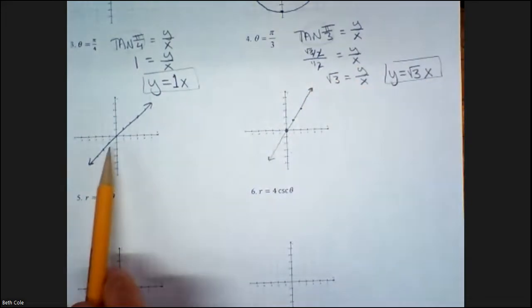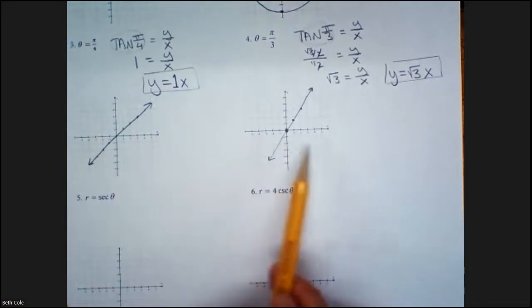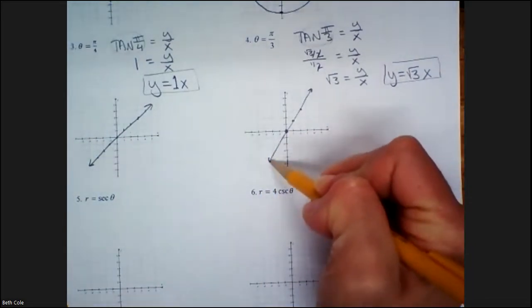So it should be a little bit steeper than that one. If this has a slope of 1 and this has a slope of 1.7, this should be a little bit steeper.